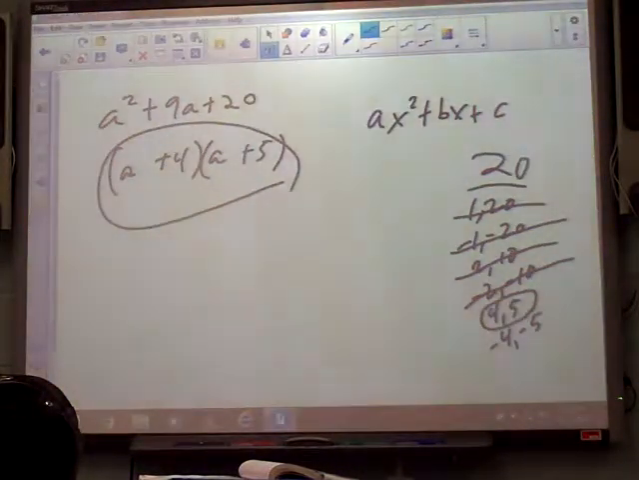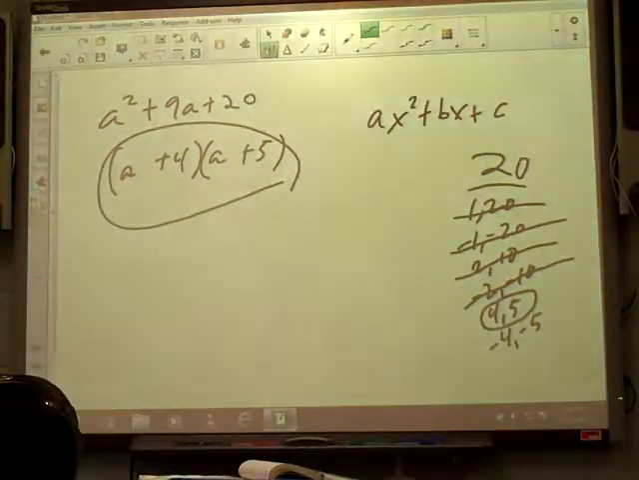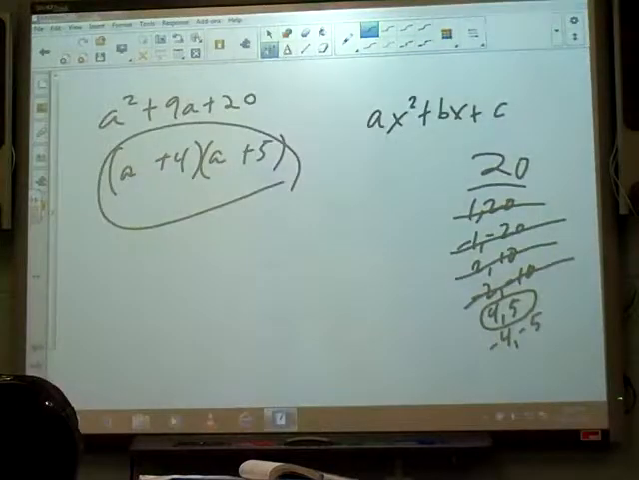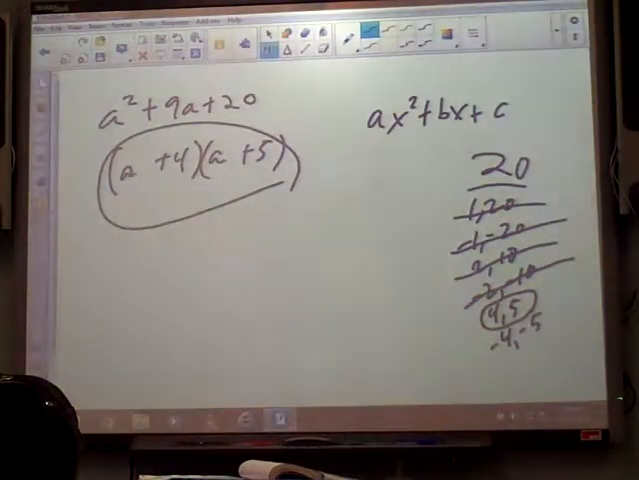As long as our A is a 1, they're that easy. We'll get to them by the middle of the period today where A is not 1 and we've got more work to do. A lot of those review sheets you had while I was gone last week were that stuff. Remember that?